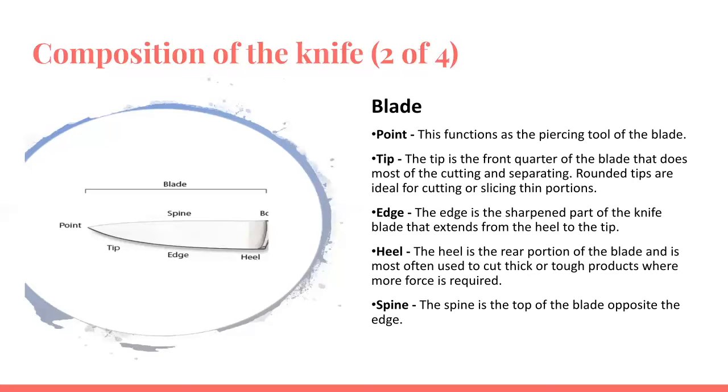And next is heel. The heel is the rear portion of the blade and is most often used to cut thick or tough product where more force is required. And the last part of the blade is spine. The spine is the top of the blade, opposite side of the edge. So I sometimes use the spine to crush or beat ingredients. Sometimes it's very useful to scale fish before fish fabrication.